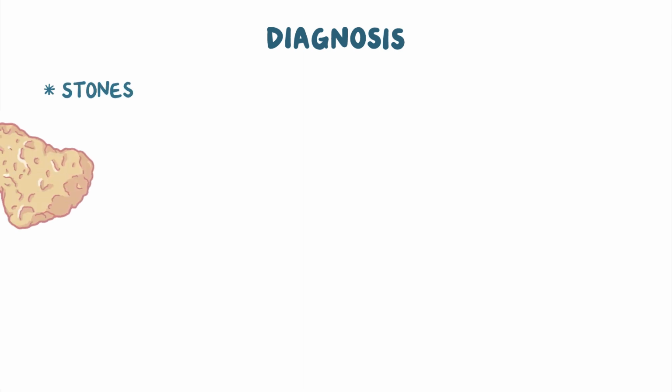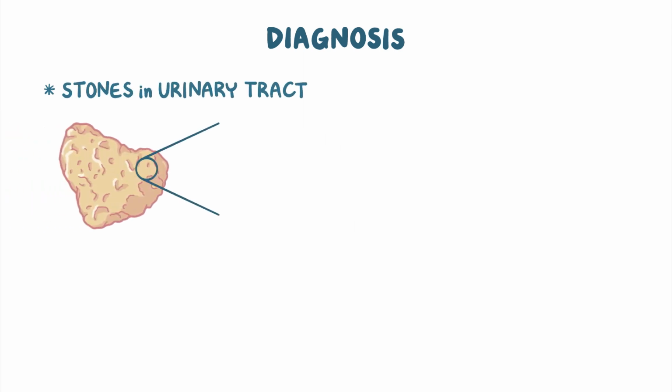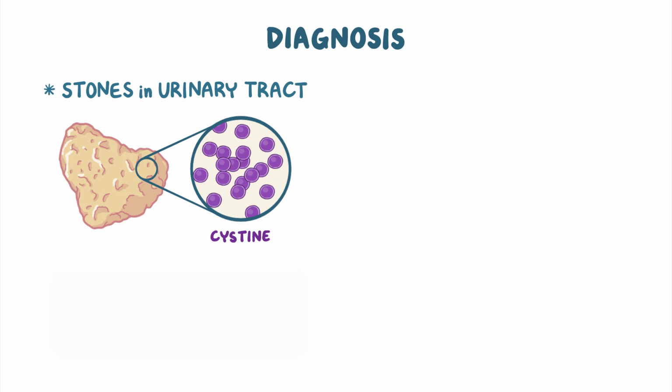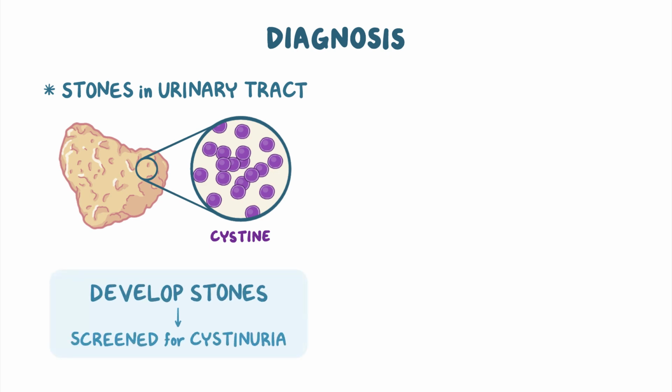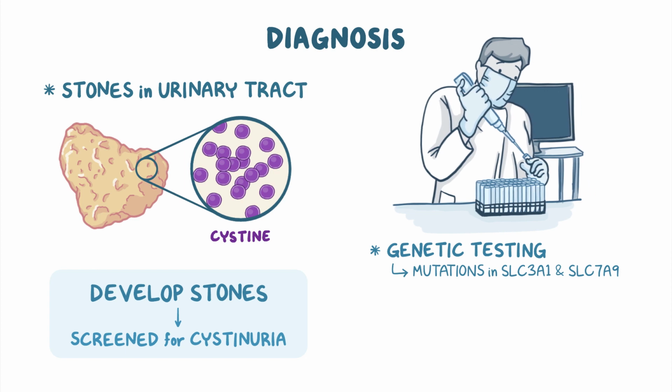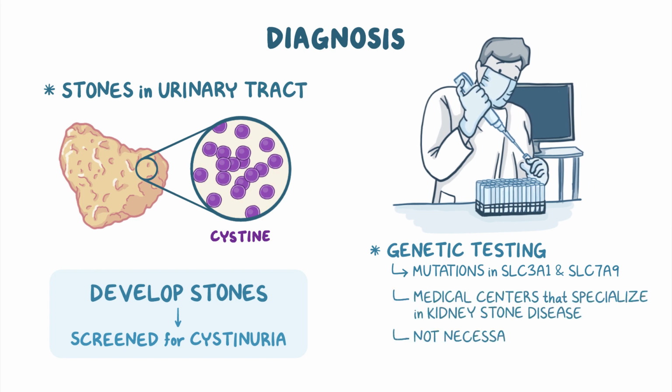A diagnosis is typically made based on finding stones in an individual's urinary tract that are made completely of cystine. So, individuals who develop stones are usually screened for cystinuria. Genetic testing for mutations in the SLC3A1 and SLC7A9 genes is available at medical centers that specialize in kidney stone disease, but is not necessary to confirm the diagnosis.